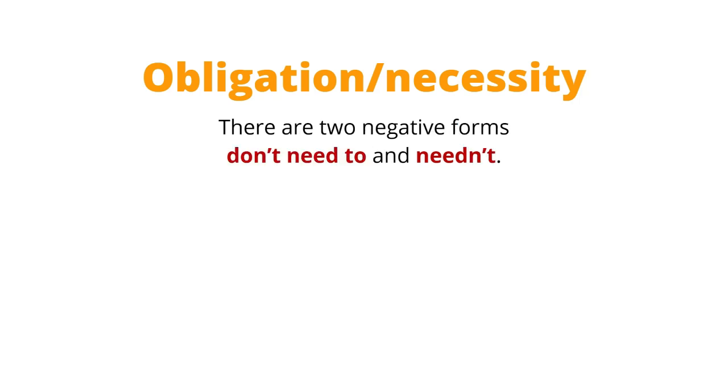Now there are two negative forms. You can see why this is a semi-modal, because one version requires an auxiliary verb, whereas the second one you can just make a negative with need. So this is why it's a semi-modal. There are two forms. There's don't need to and there's needn't.